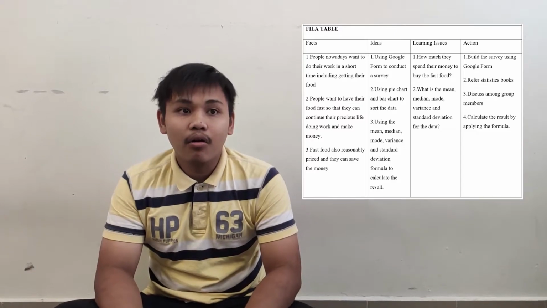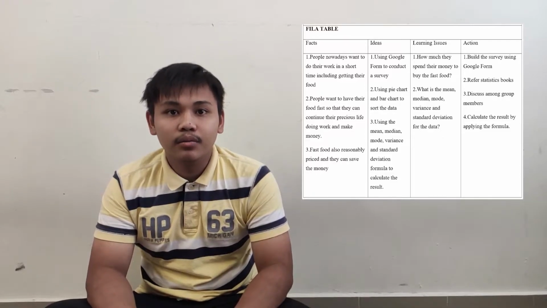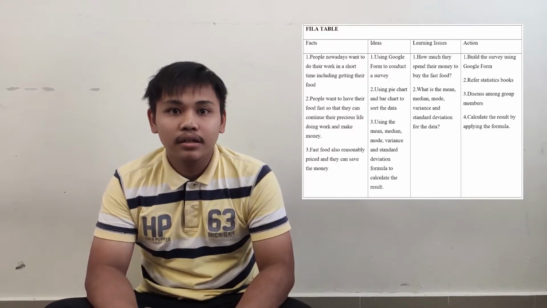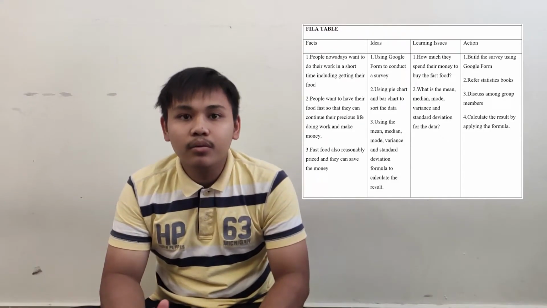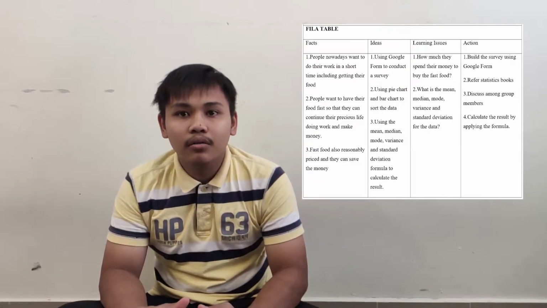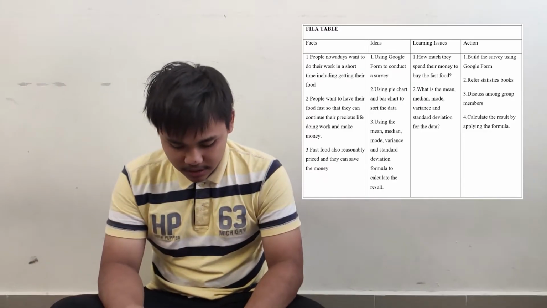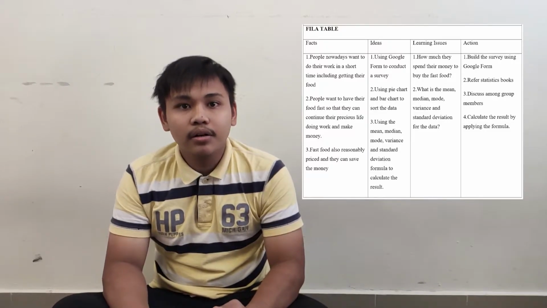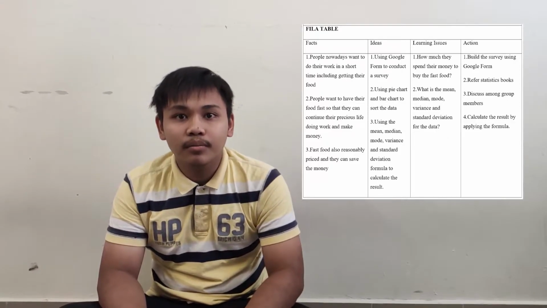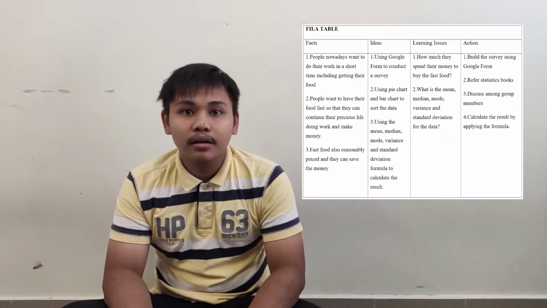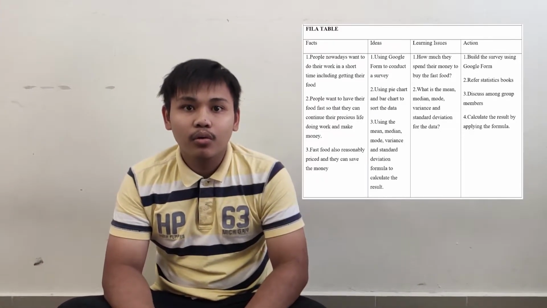Second is how often they visit a fast food restaurant. And third, which fast food restaurant is their favorite. Last but not least is action. What we can do is make a Google form. From a Google form we can get the data. Second, we can discuss among our group to make questions for the Google form. Last but not least, we can identify a good way to write up a Google form question.